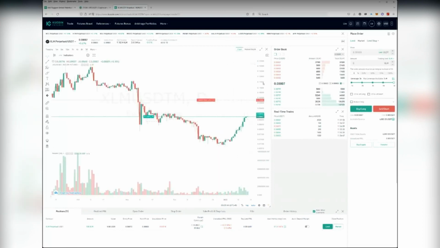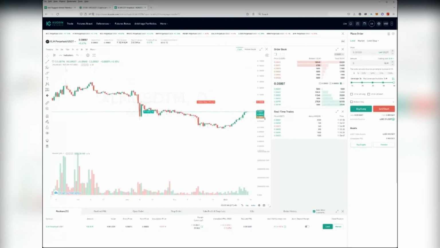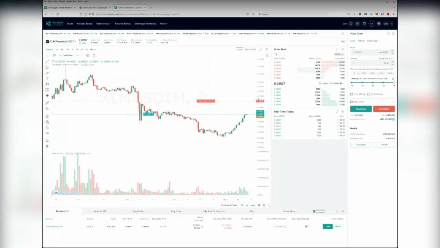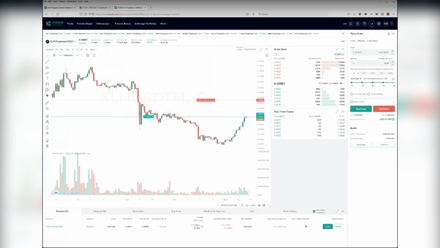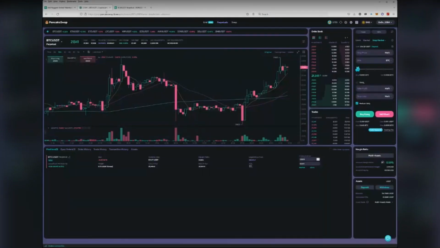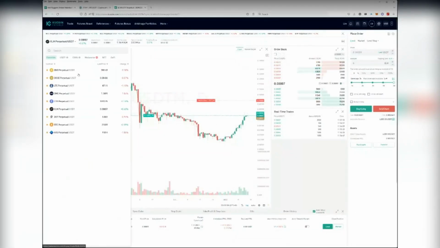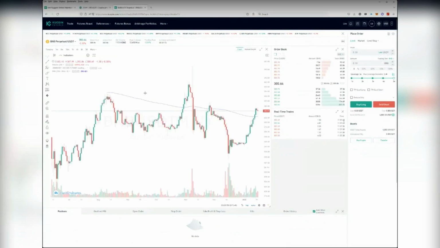Okay, this one has stop. Yeah, I don't know. KuCoin's just not working well today. This one shows a take profit but no stop loss. Did this one get closed out or something?